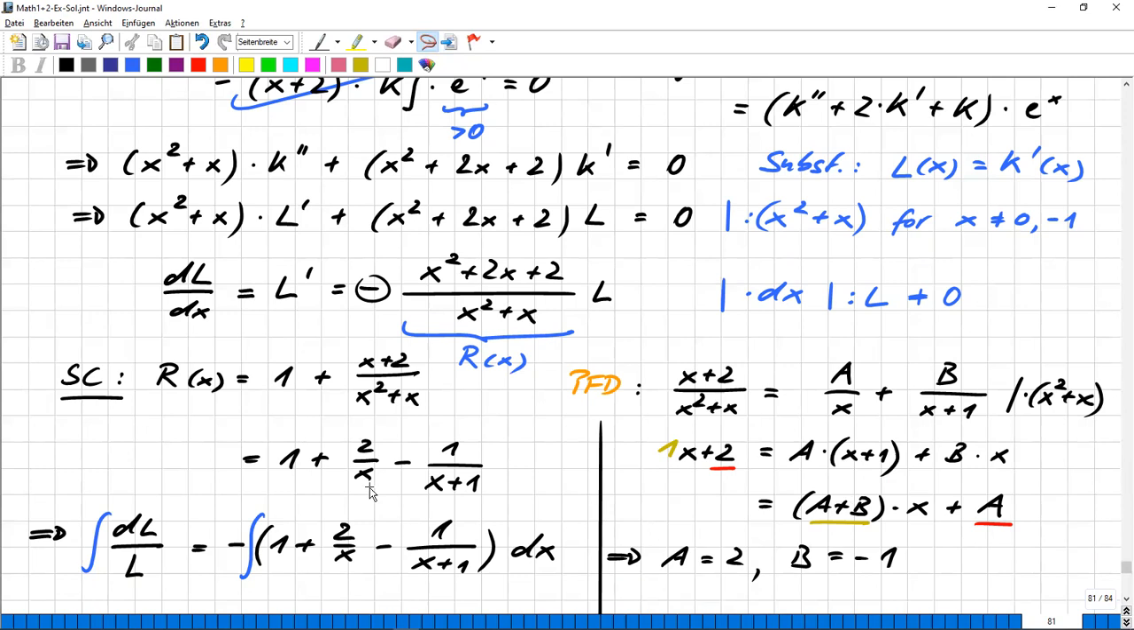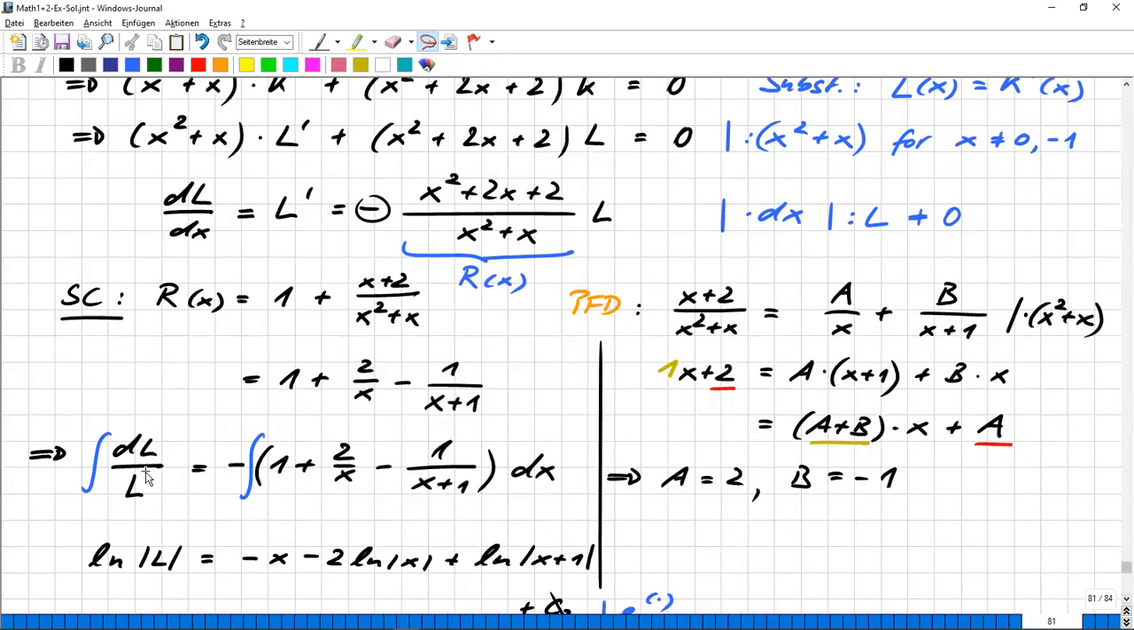It is 1 plus 2 over x minus 1 over x plus 1. And this is easily to be integrated over x. So go back here. Well, let's just do it, okay? Let's just say dL over L is what we have, which equals negative our transformed fraction, which is 1 plus 2 over x minus 1 over x plus 1, in parentheses, times dx, and now we may perform an indefinite integral on both sides, here over L, here over x.